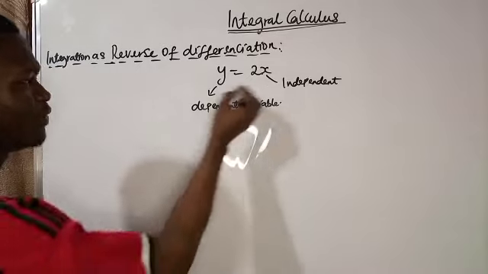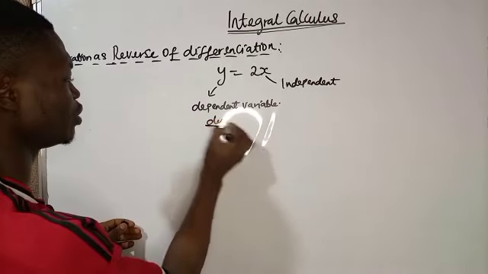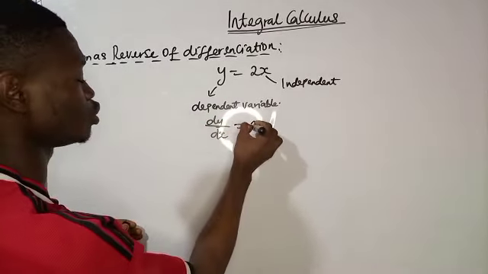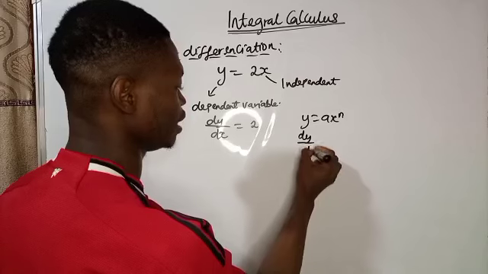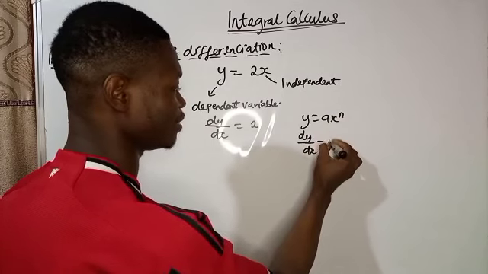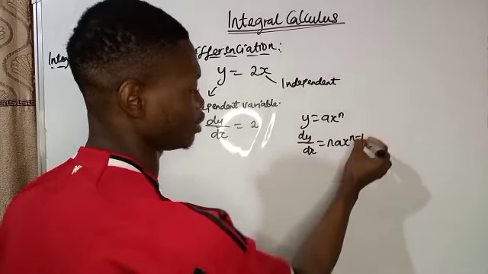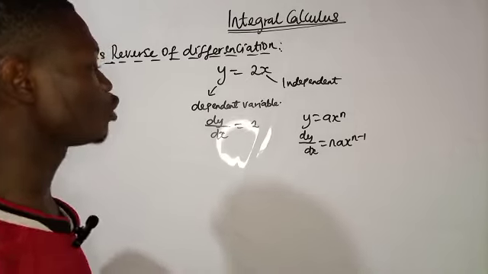For example, if they tell you to differentiate this, dy over dx is equal to 2. So that is differentiation. Using the power rule in differentiation, y is equal to ax^n, so dy over dx is equal to anx^(n-1). With this, you can solve probably any question in differentiation. So when I differentiate 2x, it will give me 2.